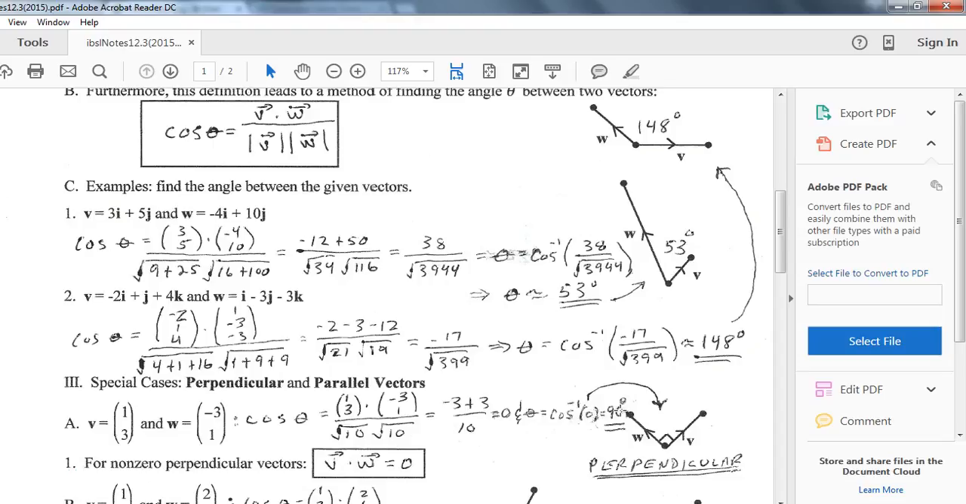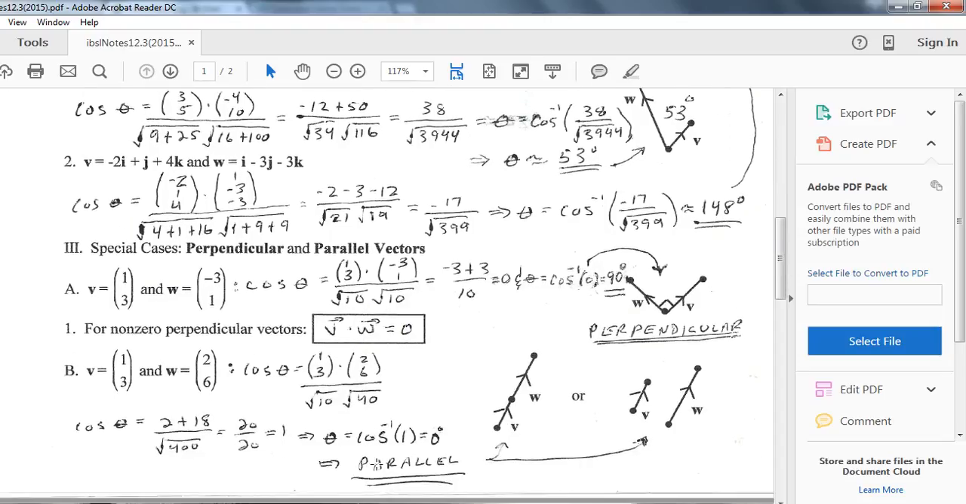The simple concept you need to get out of this is that this number is irrelevant. Anytime the dot product is 0, I have perpendicular vectors. That's something you really want to take note of. Again, dot product is 0, perpendicular vectors. And here's the rule right there for perpendicular vectors.